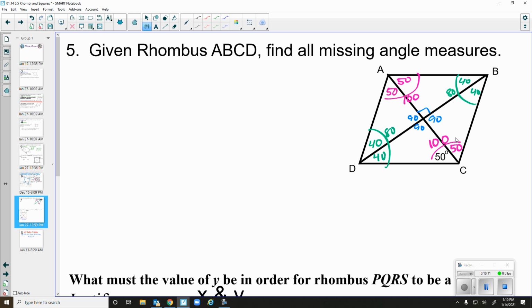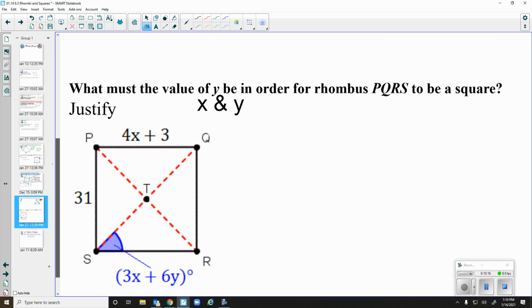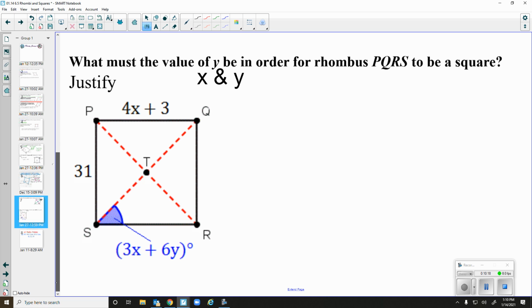Okay. On the last one, I want y'all to answer it, and then I'll come check it. If you're right, then you are free to work on your practice problems. It says on your paper to solve for y. I want you to solve for x and y. So solve for x and y.